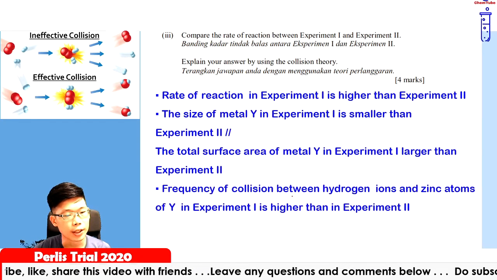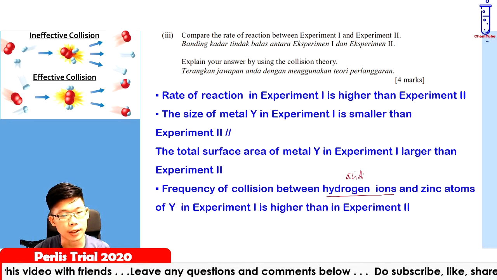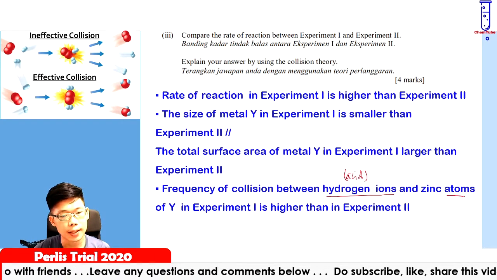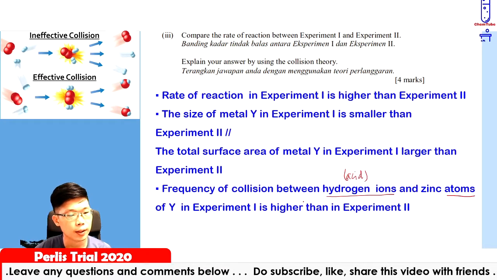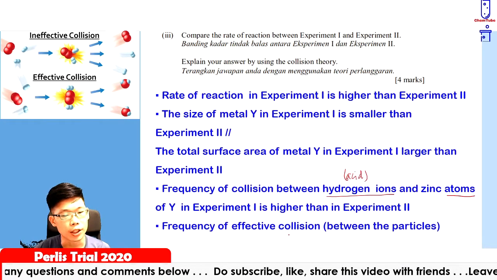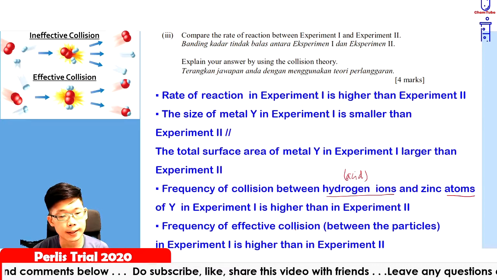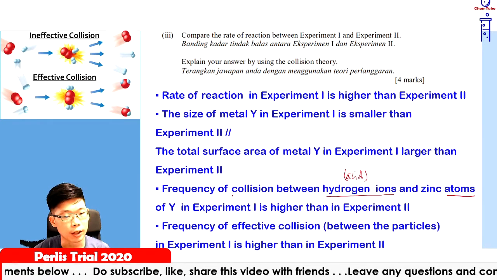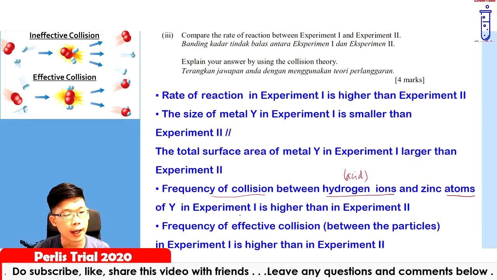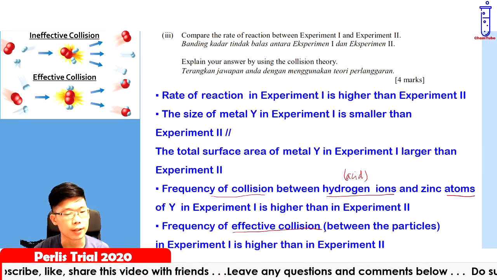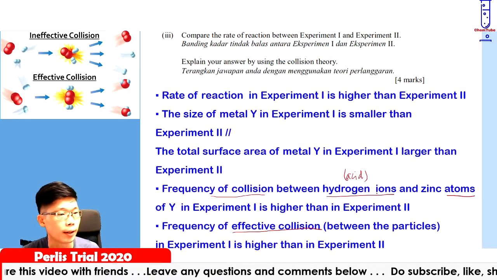So the frequency of collisions between the hydrogen ions from the acid and the zinc atoms of the Y in experiment 1 is higher than experiment 2. Then the frequency of effective collisions in experiment 1 is higher than experiment 2. So 4 marks. For the frequency of collisions between the particles, you have to mention the particles correctly, and then you have to mention the effective collisions. So this is how we use the collision theory to explain and to get the marks.